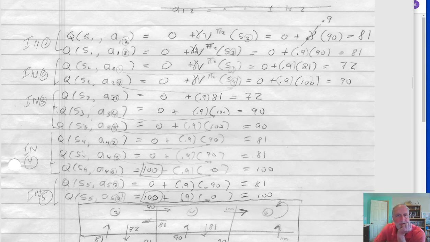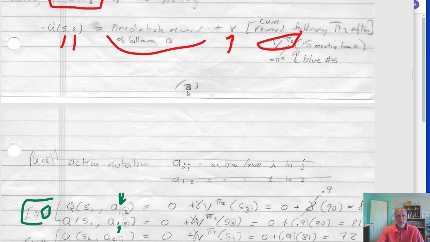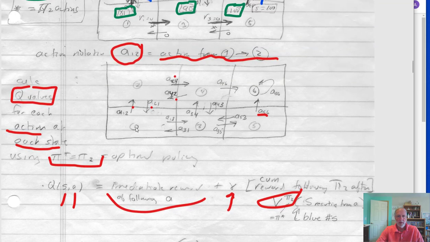All right, so the way I organize this is these are the actions that go out of state 1. So we're in state 1, and there's two different ways we can go. We can either go from 1 to 2, or we can go from 1 to 3. Again, go back up and look at the picture. If you're in state 1, you can go up to 2, or you can go over to 3. So we have to calculate a Q for each one of those actions.